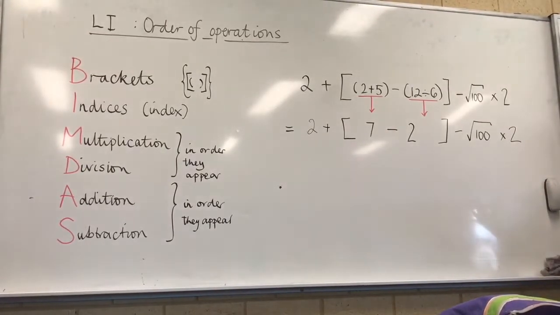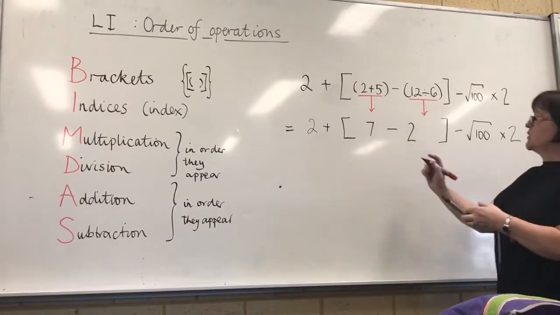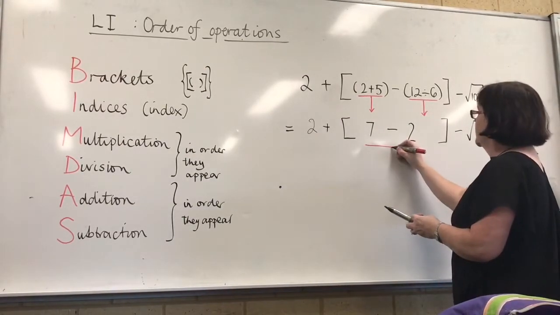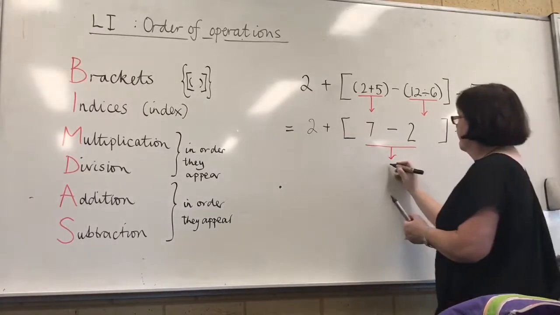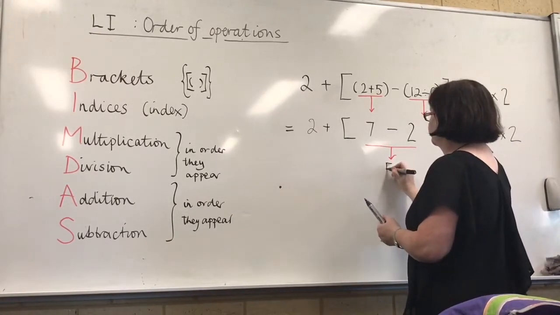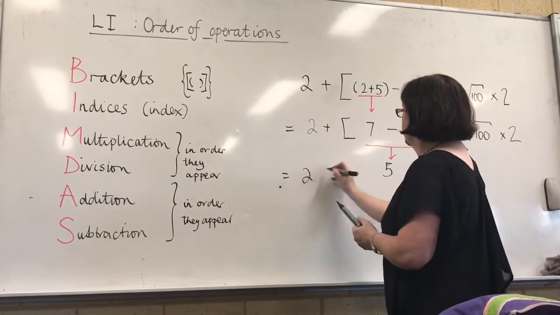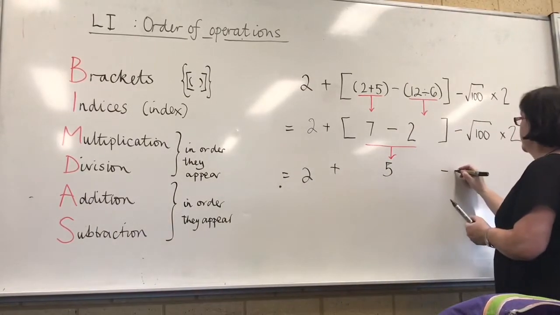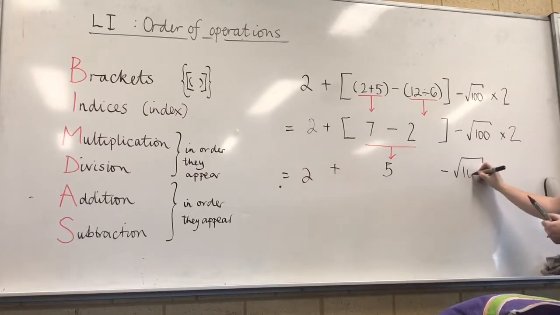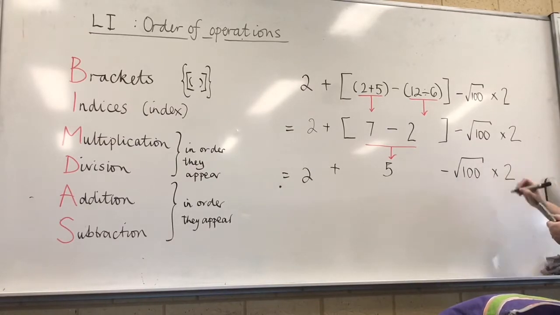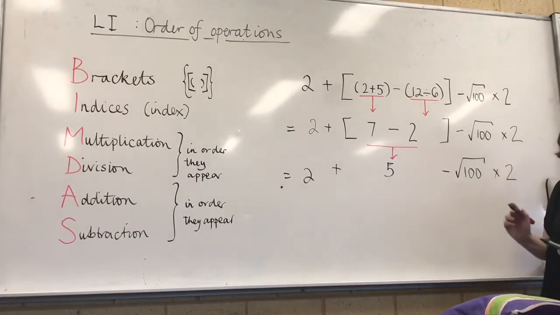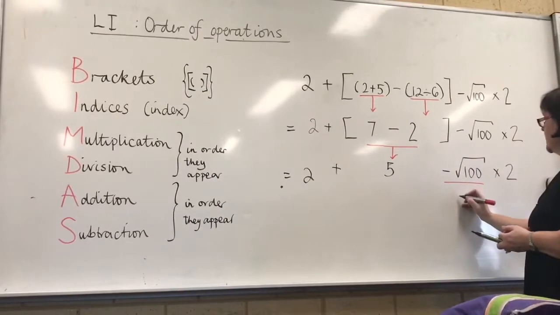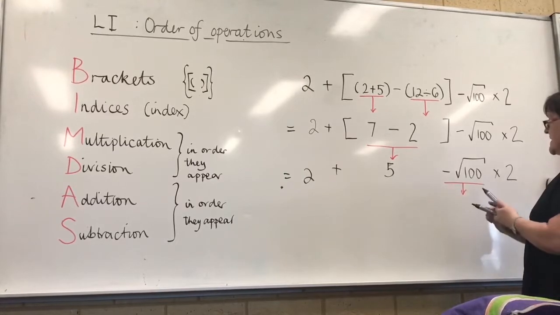Now we've got another bracket to deal with. So this is what we'll do next. Okay? What's 7 take 2? 5. That's right. So we've got 2 plus 5. And we've got now the square root of 100 times 2. What would we deal with next? Square root of 100, that's right. So that's 10.